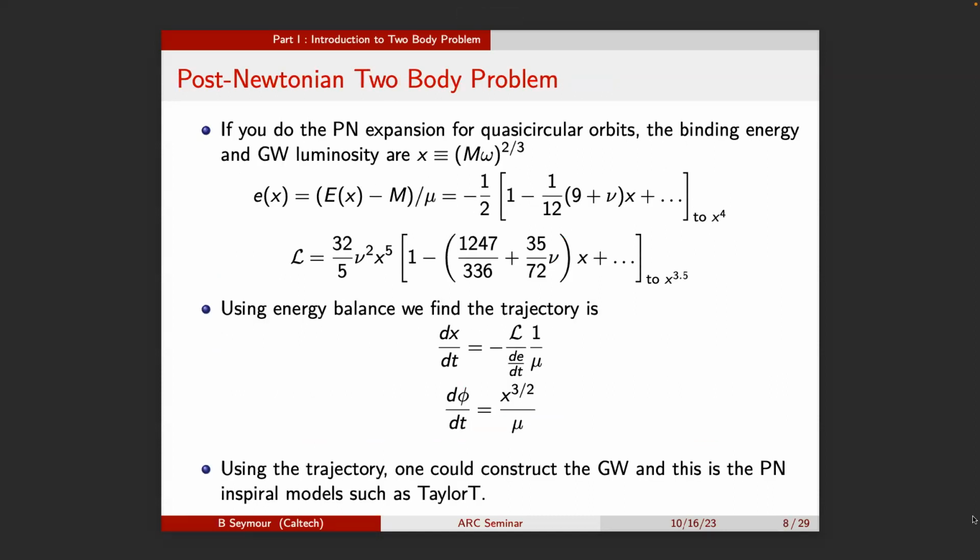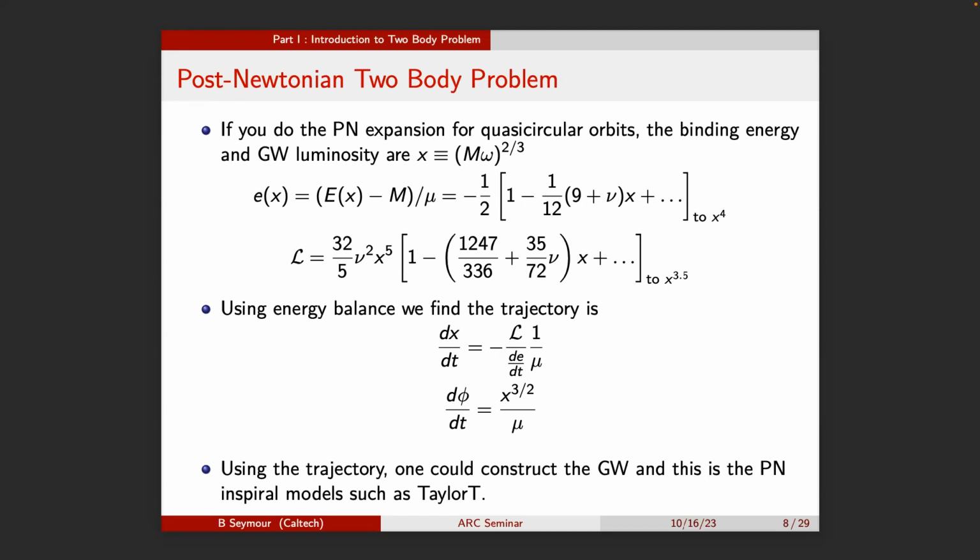Now let's go to what the post-Newtonian two-body problem looks like if you expand it about basically m times f. The binding energy looks like this expression. This is the gravitational wave luminosity, assuming circular orbit. Then the way you calculate the trajectory is you just solve the system of ODEs. This is how you calculate the Taylor T and Taylor F types of waveforms.